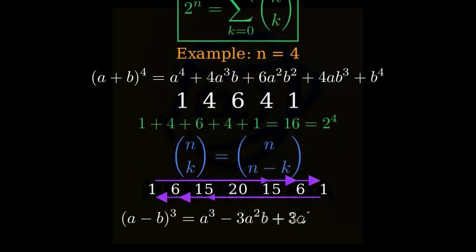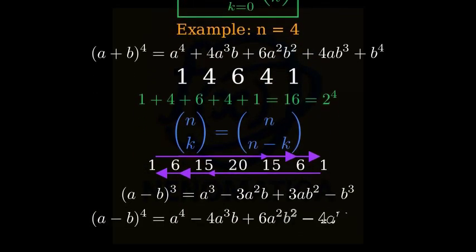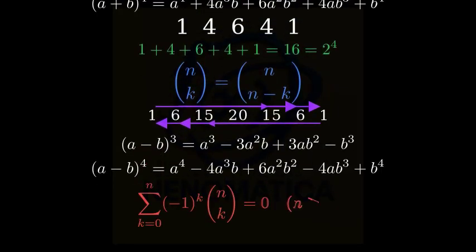For (a - b)^n, the coefficients are the same in magnitude, but the signs alternate. For example, for n equals 3, a^3 - 3a^2b + 3ab^2 - b^3. For n equals 4, a^4 - 4a^3b + 6a^2b^2 - 4ab^3 + b^4. If we set a equals 1 and b equals 1, the alternating sum becomes 0 for any positive n.